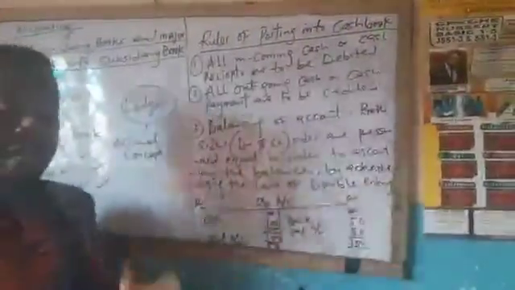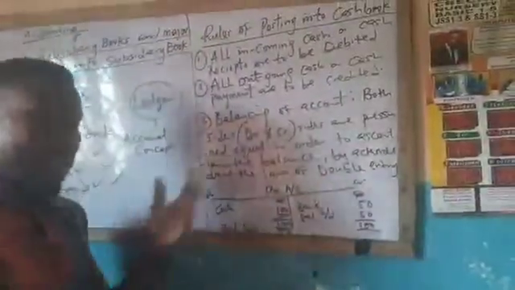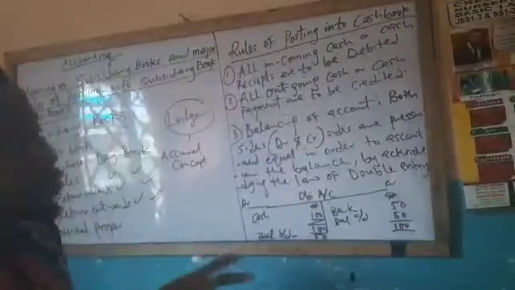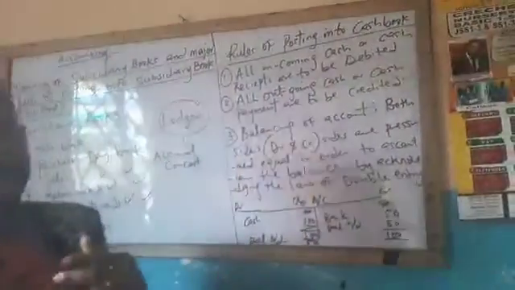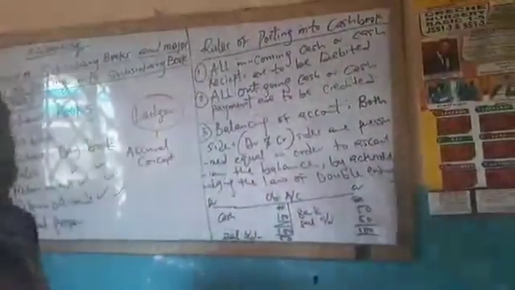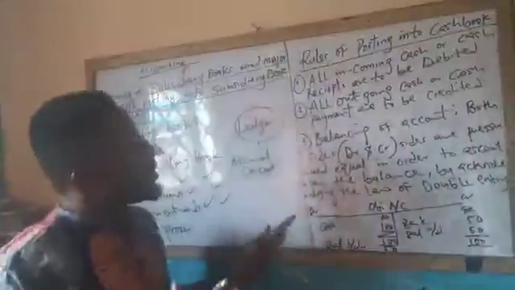Now, the cash book has the debit side and the credit side, which also have the date, particulars, folio, and amount, provision for both the debit side and the credit side. We have different types of cash book: 2-column cash book, 3-column cash book. Yes, we have different types of cash book.